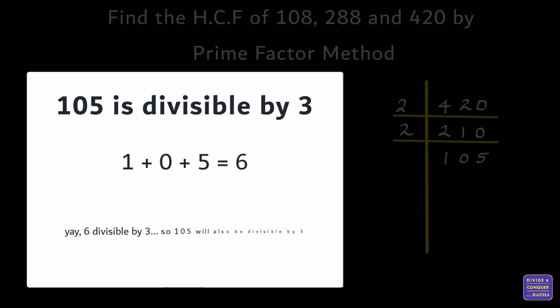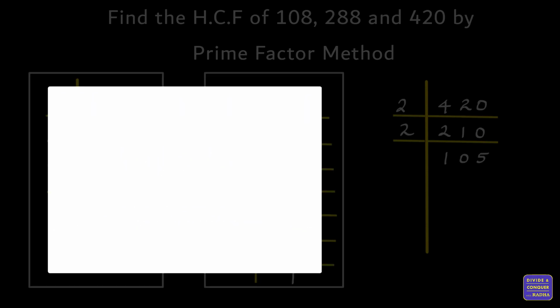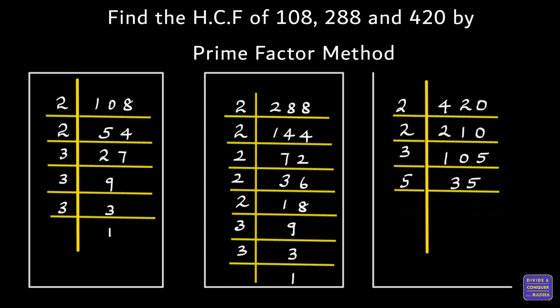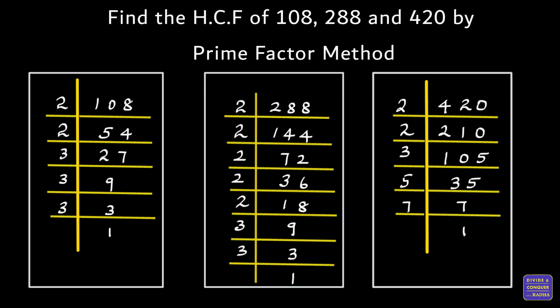So the sum of 1 plus 0 plus 5 is 6. So 6 is divisible by 3. So on dividing 105 by 3, we have 3 3s are 9, remainder 1, so 15, 3 5s are 15. Now 35, on dividing it by 5, we get 5 7s are 35 and 7 divided by 7 gives us 1.